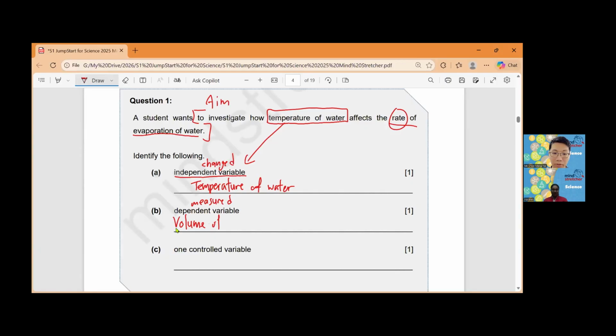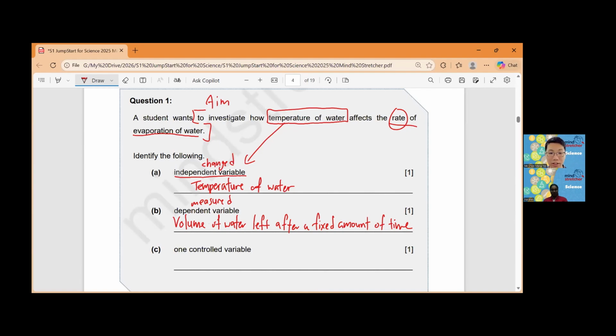So volume of water left after a fixed amount of time. So this is one possible answer for the measured variable or the dependent variable. Volume of water left after a fixed amount of time. So this is something you can measure. We fix the time, right? Time is the controlled variable in this case.